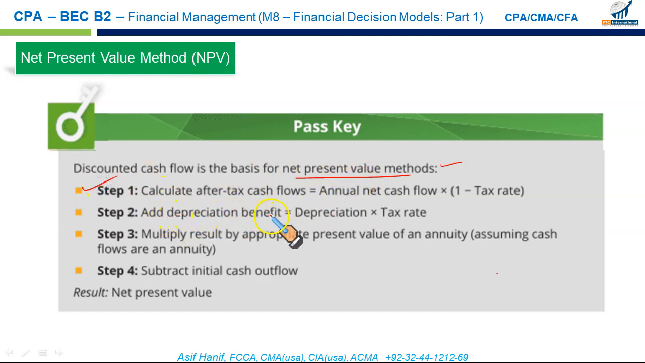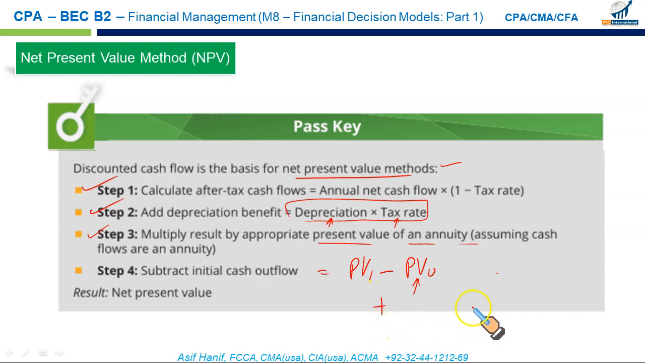Then add the depreciation benefit, that is the depreciation tax shield. How is it calculated? Depreciation amount multiplied by the tax rate. We know what it is. And then multiply the result by the appropriate present value of an annuity or any discount factor. We will discuss this later. In other words, you need to bring those future cash flows into the present term, and then what you do is present value of inflows minus present value of outflows. That is, subtract the initial outflows, which is also called the initial investment, or the present value of outflows, from the present value of inflows. And if the result is positive, go ahead. Else, if it's negative, don't.